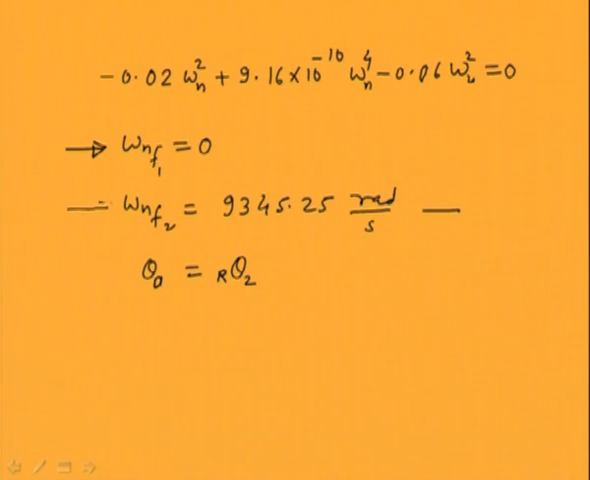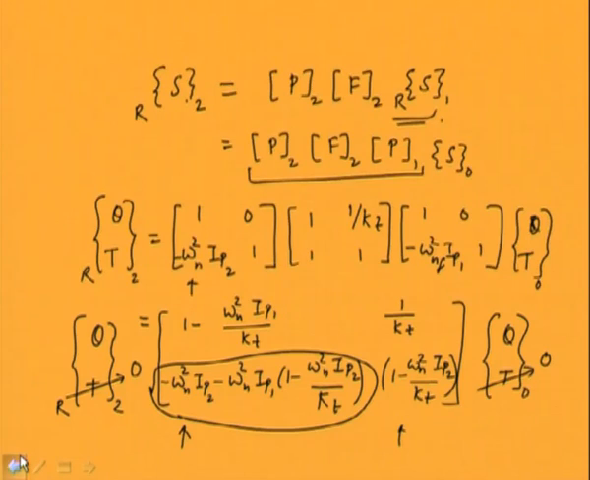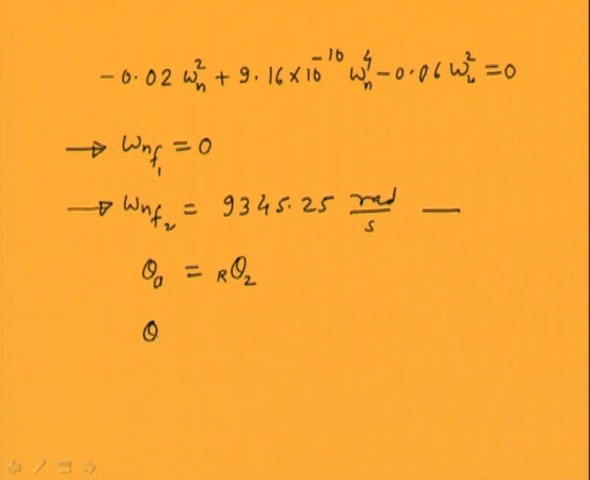Similarly, if we substitute this in the previous equation, we will be getting relative displacement, that is theta 2 by theta naught is equal to -3. Again we will be getting the similar as we got in the previous case.